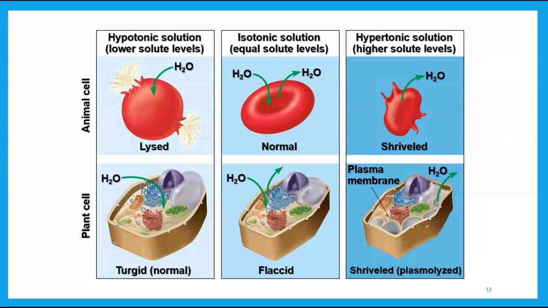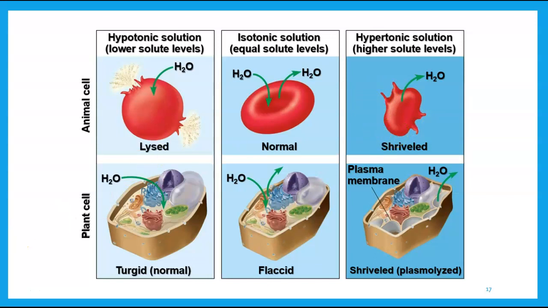Lyse, remember, means break down. In an isotonic solution, the animal cell is going to have water moving equally into and out of the cell, so it's going to maintain its normal shape and size. Whereas in a hypertonic solution with a high solute level, it's going to cause water to move out of the cell into the solution, and that's going to cause the cell to shrivel or shrink up.